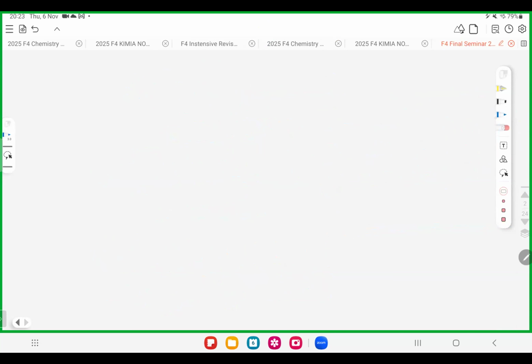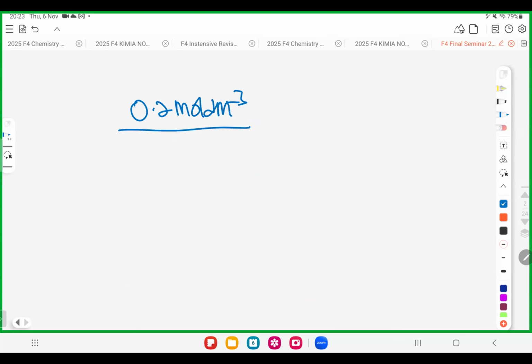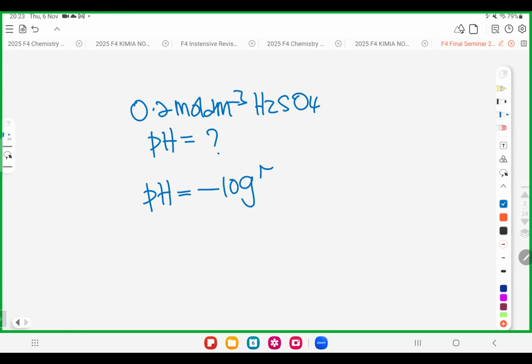Okay, last question is to calculate the pH for the sulfuric acid. You are given 0.2 mole per dm cube. This is the concentration of sulfuric acid, and you want to calculate the pH. This is a question that a lot of students always make mistakes on. What is pH? pH is negative log H plus.